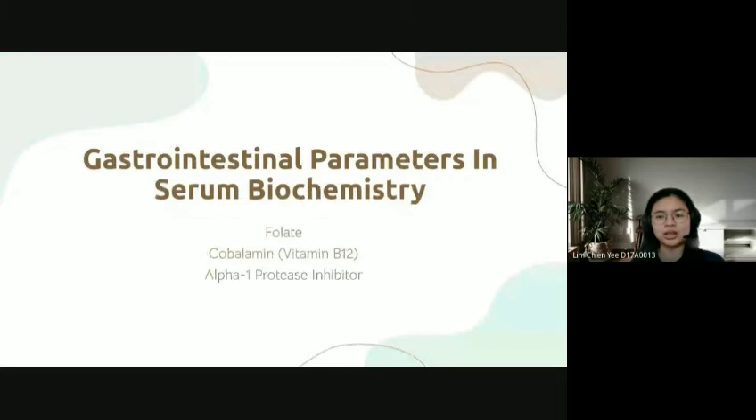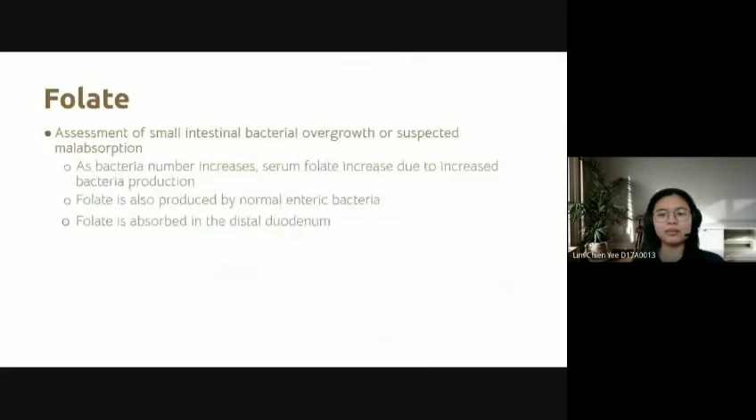For gastrointestinal parameters in serum biochemistry, there are three parameters of interest, which include the folate, cobalamin or vitamin B12, as well as alpha-1 protease inhibitor. Folate assessment is an assessment of small intestinal bacterial growth or suspected malabsorption. As bacterial number increases, serum folate increases due to increased bacterial production. Folate is also produced by normal enteric bacteria.